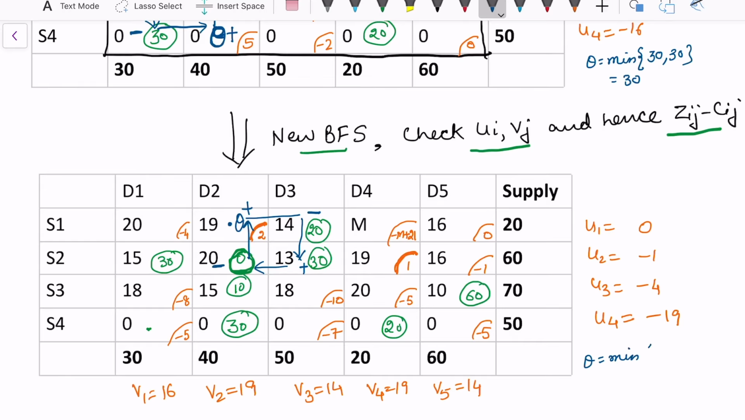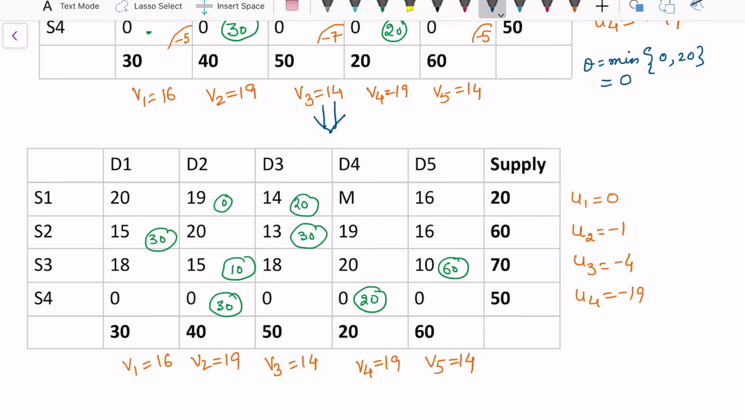And again, what is the theta in this case? Theta is the minimum of the negative quantities, and the negative ones are 0 and 20. So the value for theta is 0. That means the 0's location is going to change in the next table. So we now get the new BFS, and this is the new BFS.